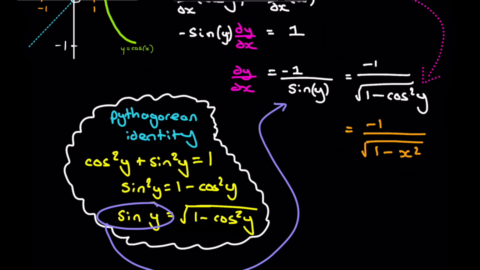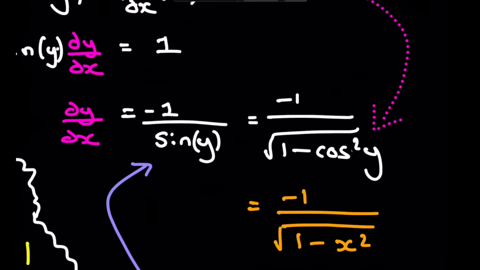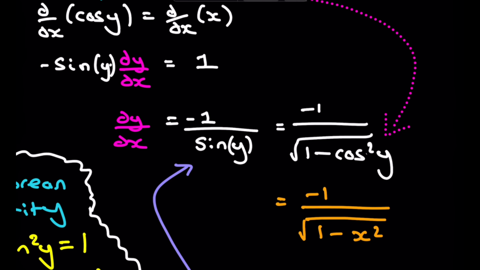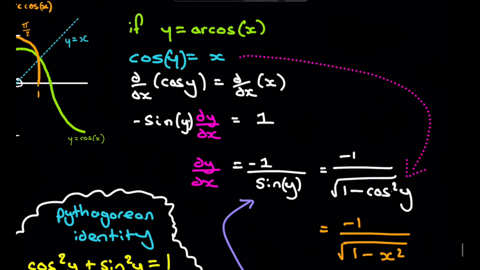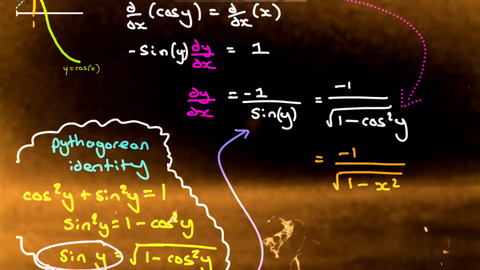Right, so if we replace sine y with this value, then we end up with this on the right here. But we want to get rid of this cosine squared y, so we can just use something we used at the beginning of the question, which is cosine y is equal to x. So if we square both sides, then we get cosine squared y, which is equal to x squared. And that is this expression derived.